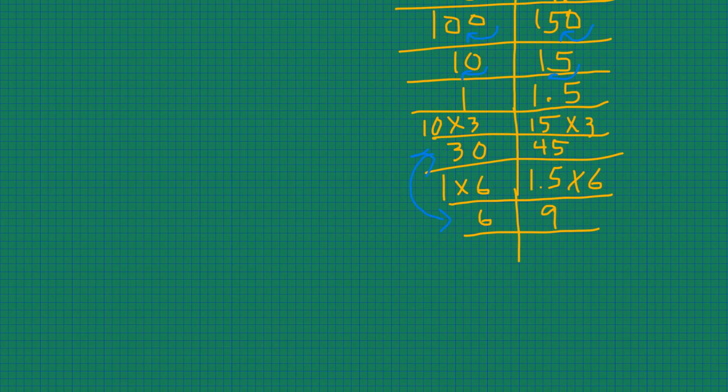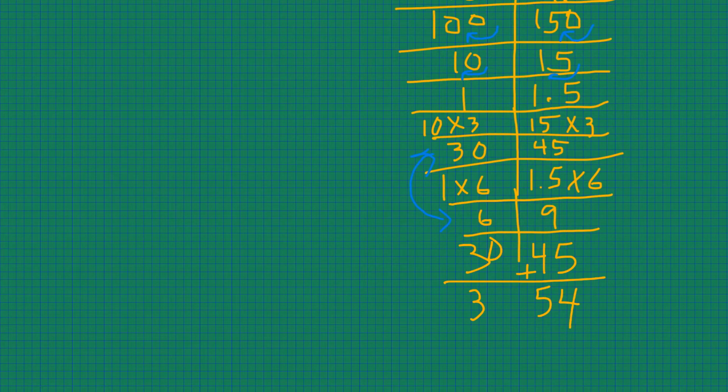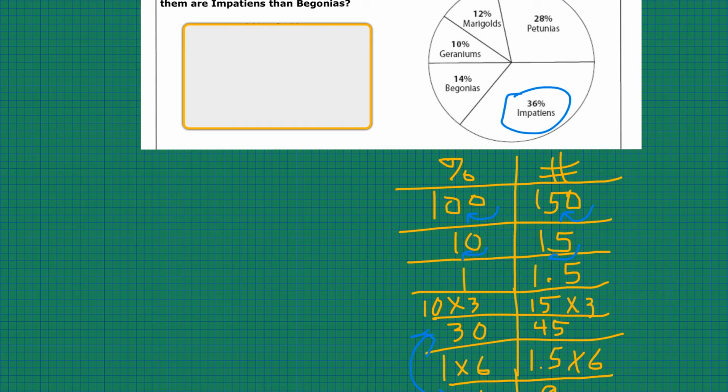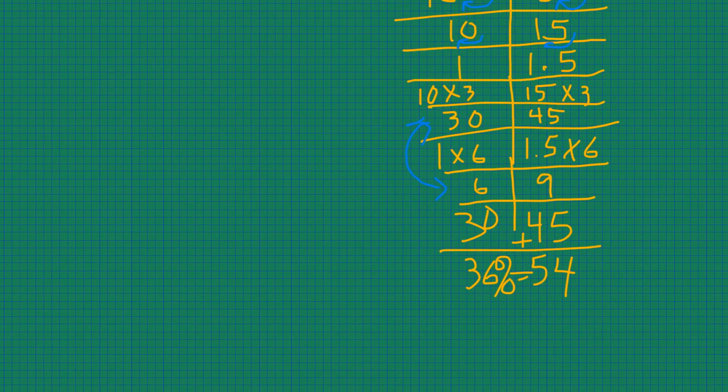So 30%, which equals 45 flowers, plus the 6%, which is 9 flowers, gets me 54. So 36% equals 54 impatiens. Sorry about that, I said begonias. I'm going to write that down because Mr. Morrison forgets real fast. Impatiens, and it's spelled funny. Okay, those are the impatiens.